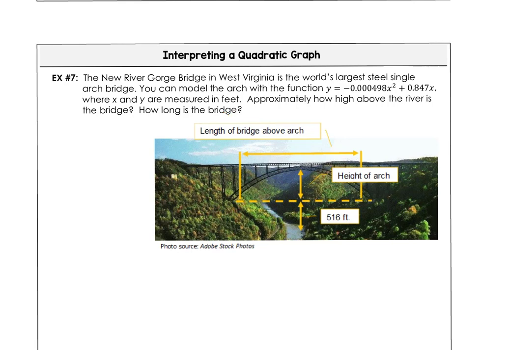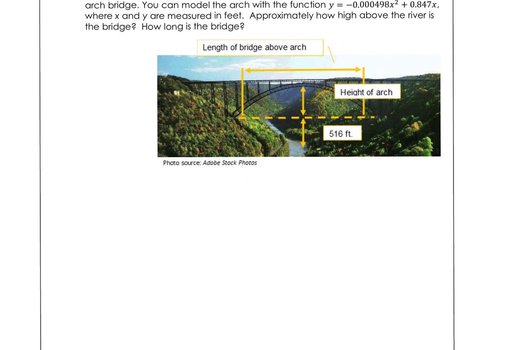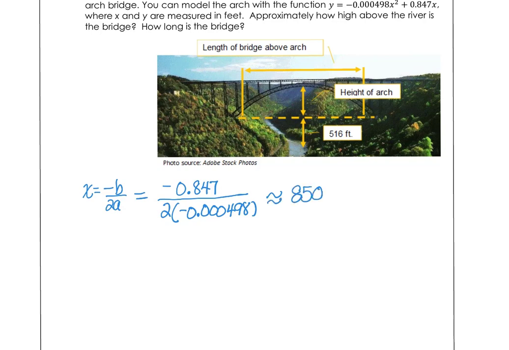So first thing we want to do is find our vertex. So x is the opposite of b divided by 2a. So we're going to use our equation. X is opposite b over 2a, and b is 0.847 divided by 2 times our a value, which was negative 0.000498. So using our calculator, we're going to get about 850. And this is in feet now.